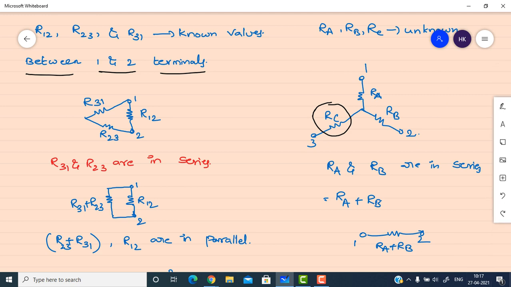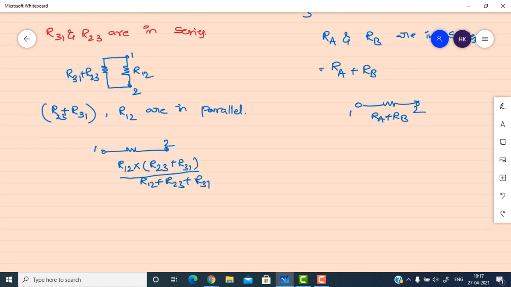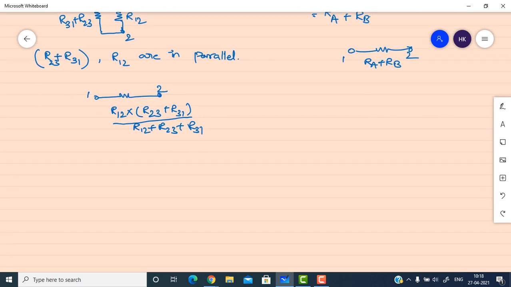While converting delta to star, the equivalent resistance between any two terminals must be same in case of delta and star. So in case of delta, between 1 and 2 terminals, the equivalent resistance is this. And in case of star connection, the equivalent resistance between 1 and 2 terminals is this. Now I will equate these two. So we will write that point.